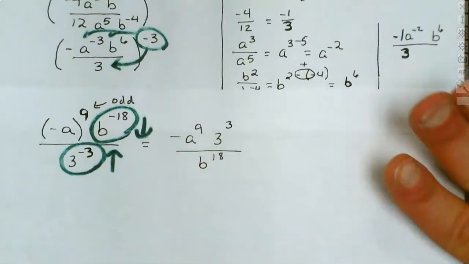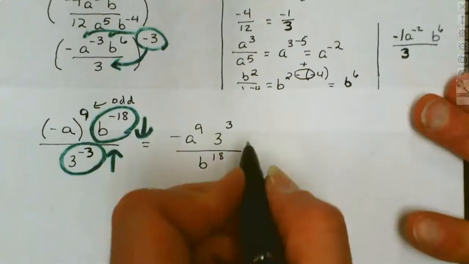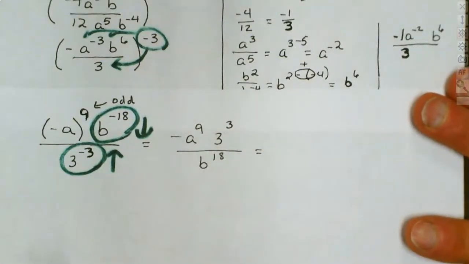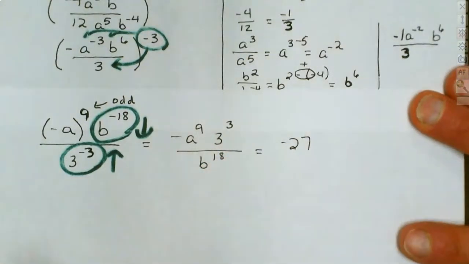So anytime you have a negative exponent, it just flips across that division bar. Negative exponents down below come up to the top, and negative exponents on the top go down to the bottom. We've got one more step. What do we know about 3 cubed? 3 cubed is not 9. 3 cubed is 3 times 3, which is 9, times another 3 makes it 27. So now we have a negative 27.